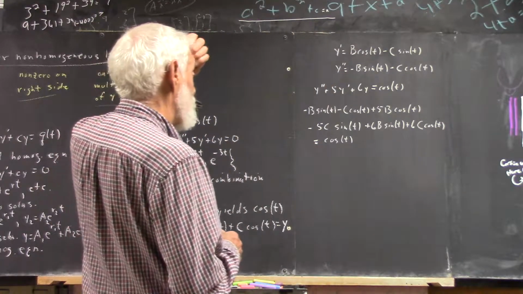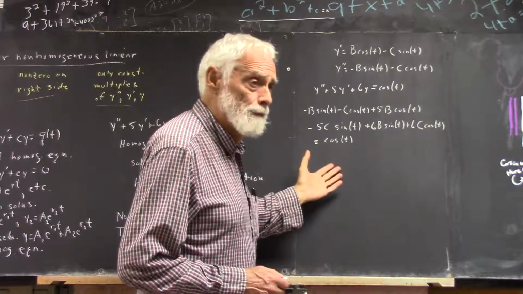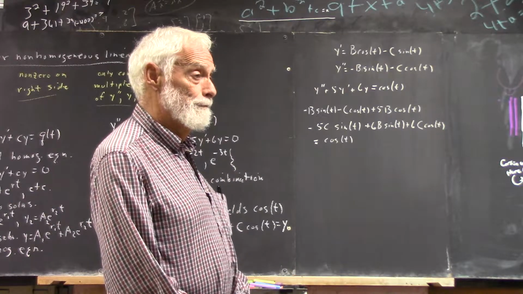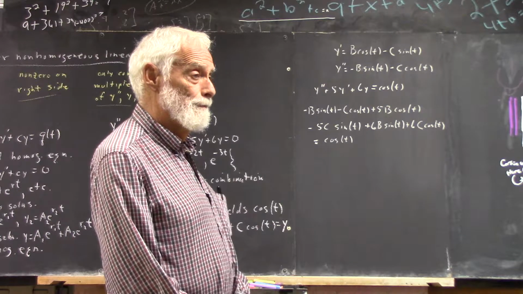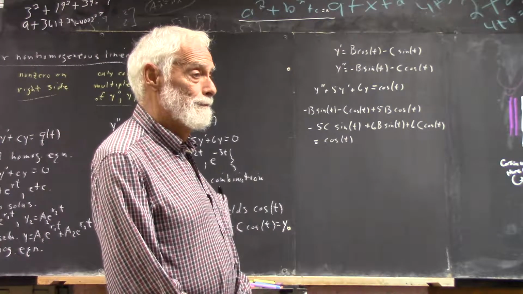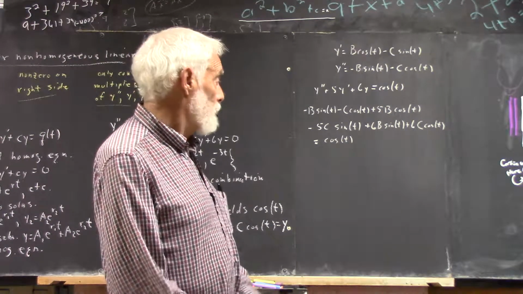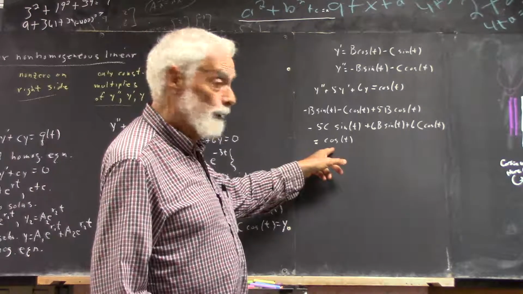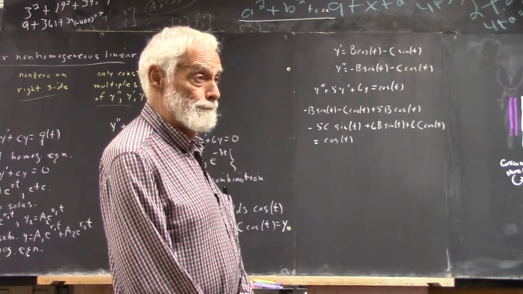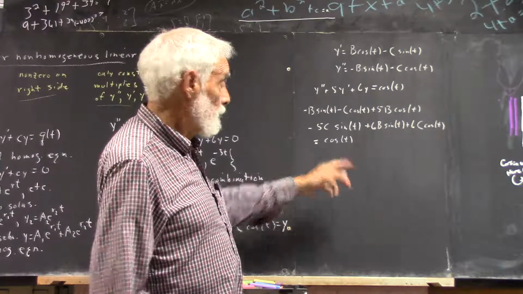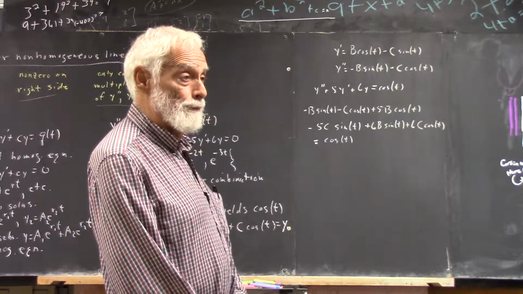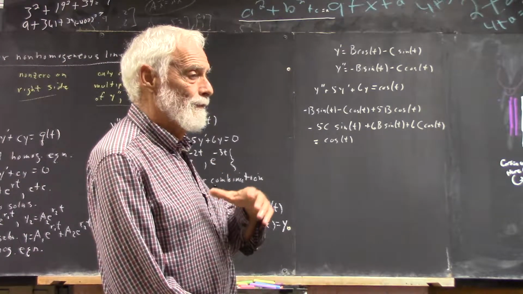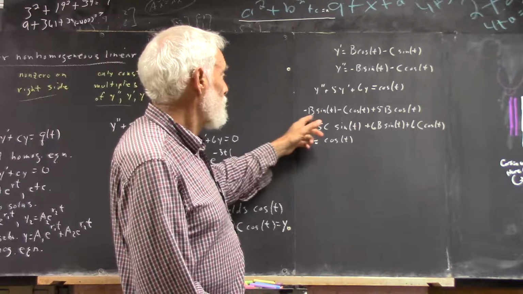Okay? So what do we do? Suggestion? We got to end up with cosine of t. Can't have any sine of t. How are we going to end up with a cosine of t? What's the condition on the parameters b and c?